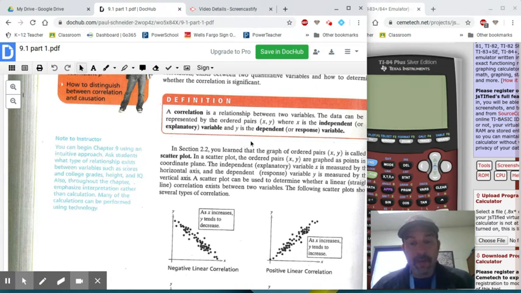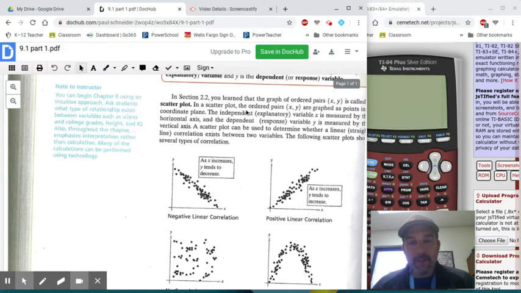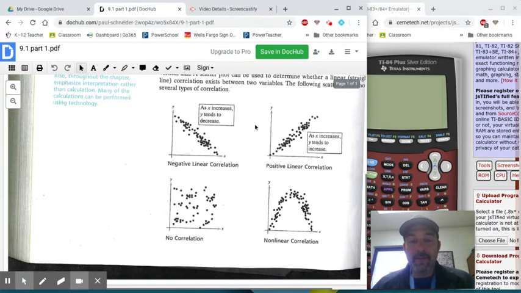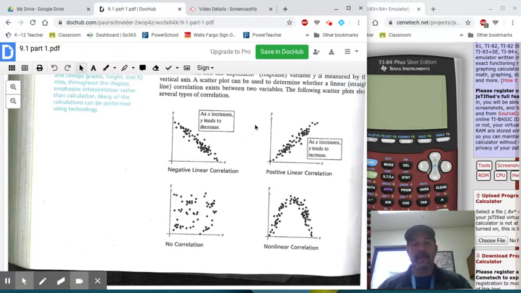Okay. So we kind of looked at, in section 2.2, these scatter plots. And down here, we just want to follow this and take a look at this exercise. Let's look at these scatter plots, and we have some different types of correlation happening here.